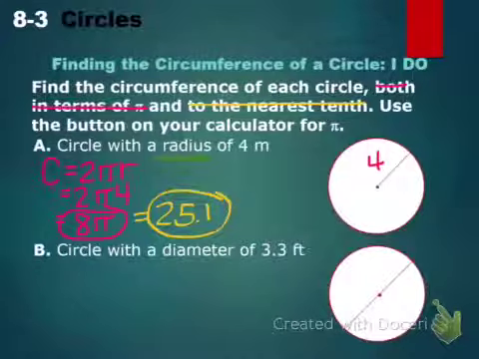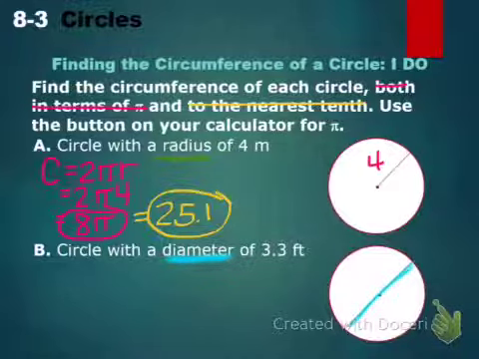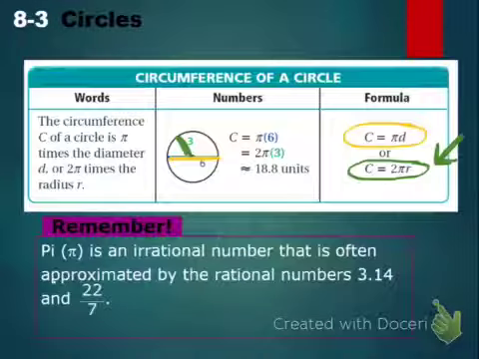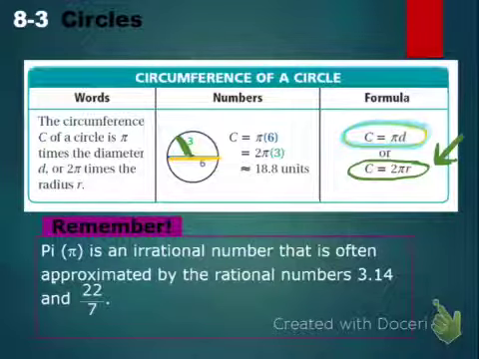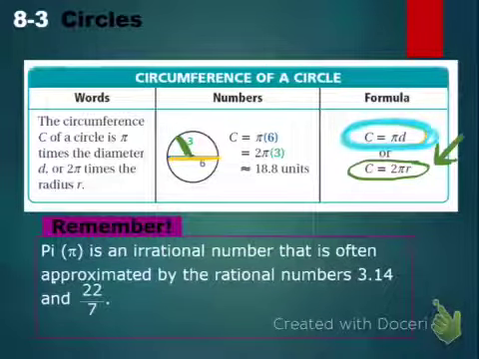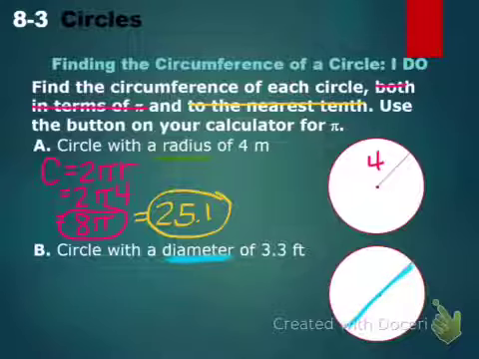The next example says a circle with a diameter. So all the way across. So again, I'm going to use the appropriate equation. So this time I'm going to use circumference equals pi times diameter.